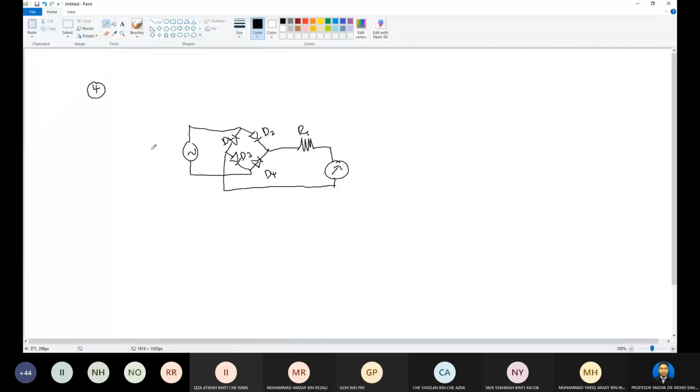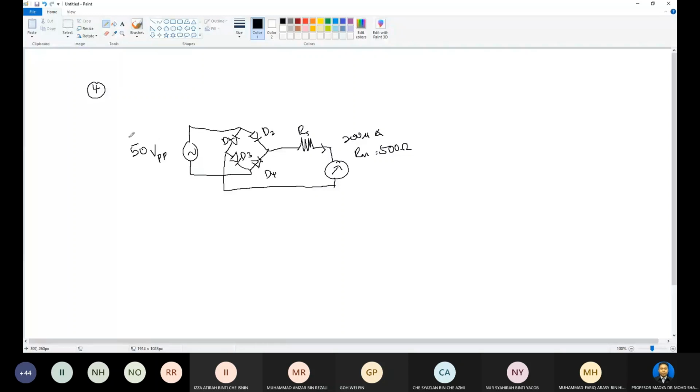So the values will be given. The current here is 200 microampere, and RM given is 500 ohms. The voltage here will be 50 volt peak to peak. You have to remember this 50 volt.